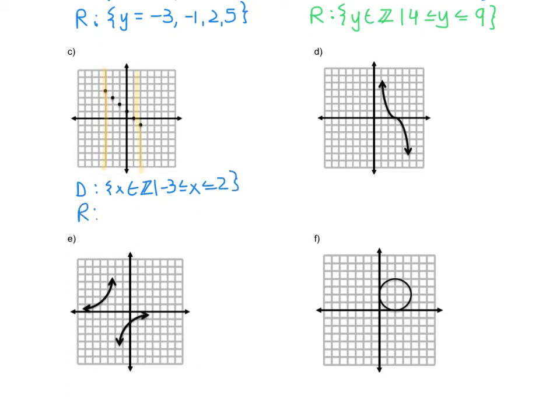Now for my range, the highest it can go is right here, which is 1, 2, 3, 4. And the lowest it can go is -1. So now I can write that out. Y is an element of integers such that y has to be greater than or equal to -1 and less than or equal to 4.